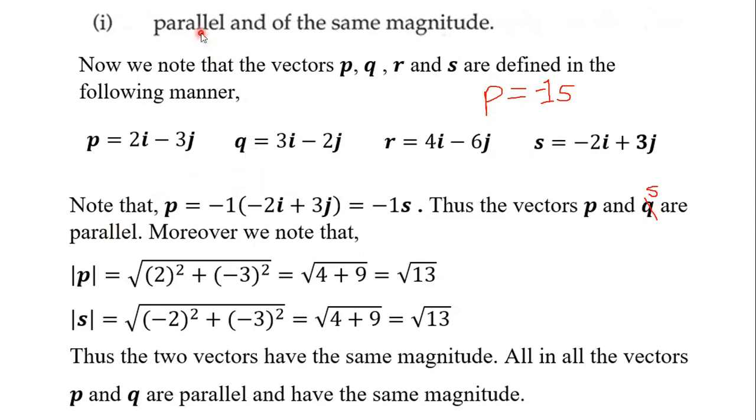So they are parallel. But we want more than just being parallel. Do they have the same magnitude? Now, this is the symbol that we use for the magnitude of P. In order to calculate it, we take the coefficient of i, which is 2, and square it. And we take negative 3 and square it. 2 squared is 4, and negative 3 squared is 9, because negative 3 times negative 3 is positive 9. 9 plus 4 is 13. So the magnitude of P is equal to the square root of 13.